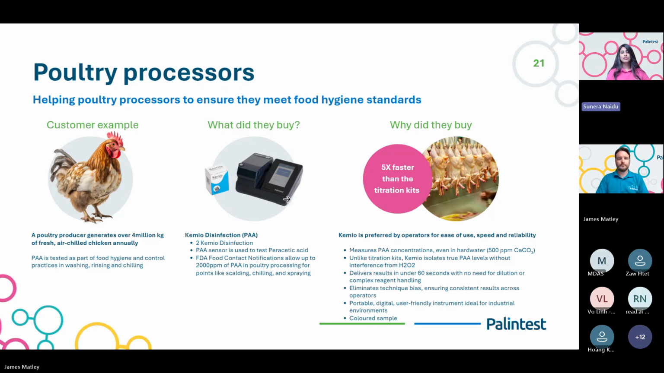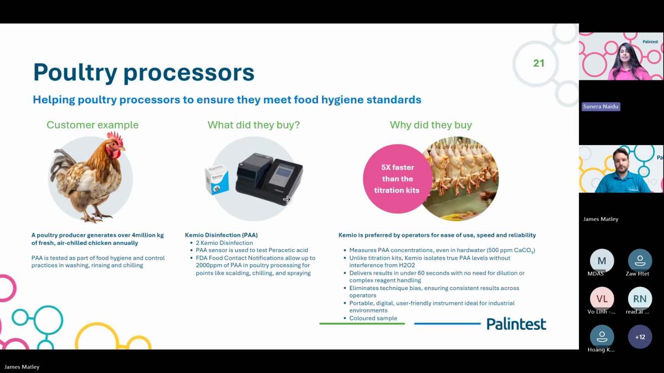What did they buy? This poultry processor purchased 2 chemio disinfection units. It was more likely that they had 2 different sites that they were monitoring, or 2 different points in their process that they wanted to monitor. They also purchased peracetic acid sensors that were used to test for peracetic acid.